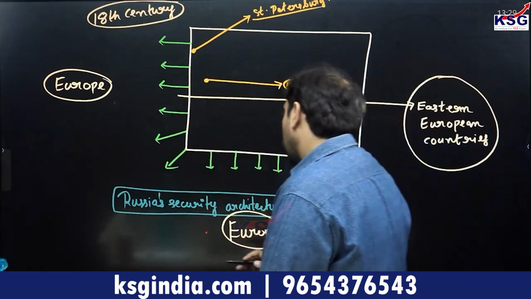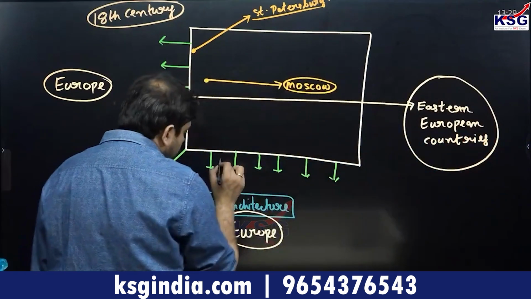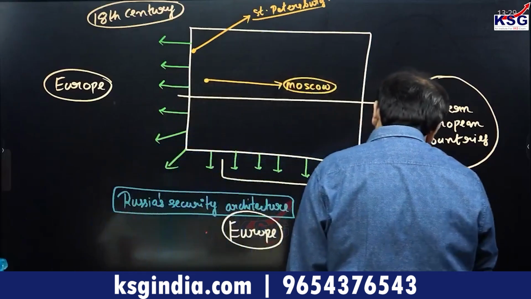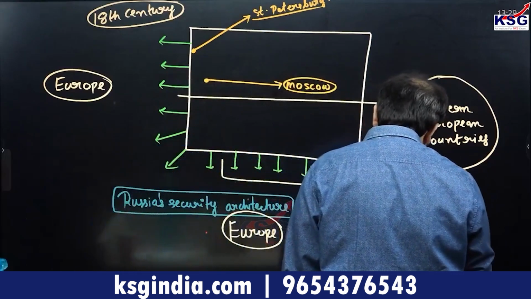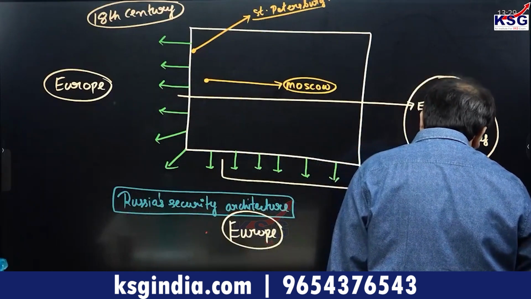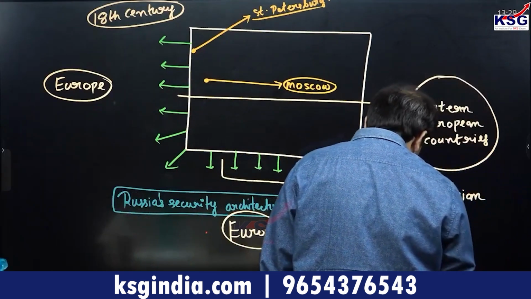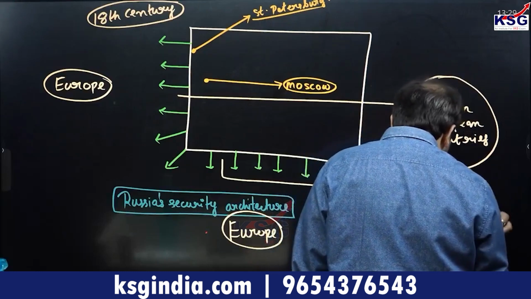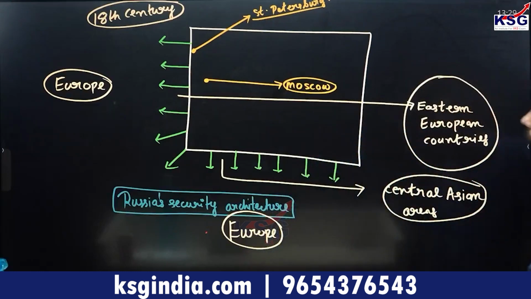Okay, and these parts are what are known as the Central Asian areas. So Russia has always kept an eye on these areas to be able to produce for Russia a buffer zone against a possible activity of the Europeans against the Russians.